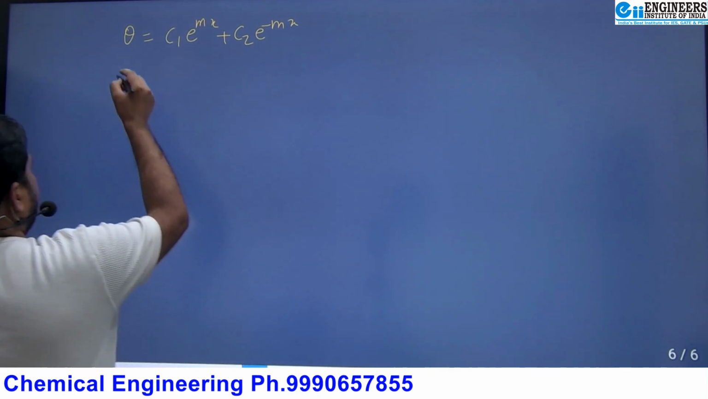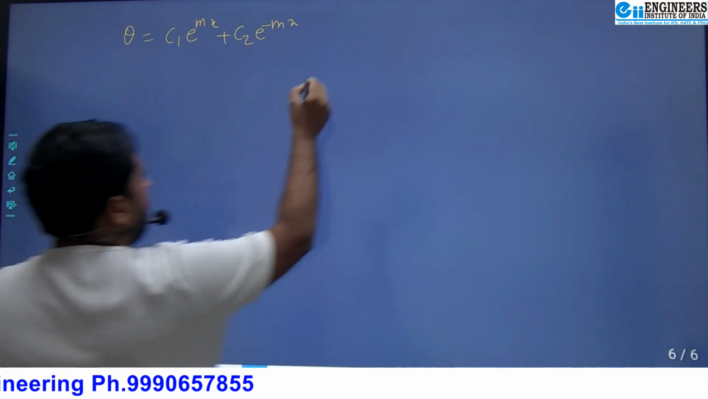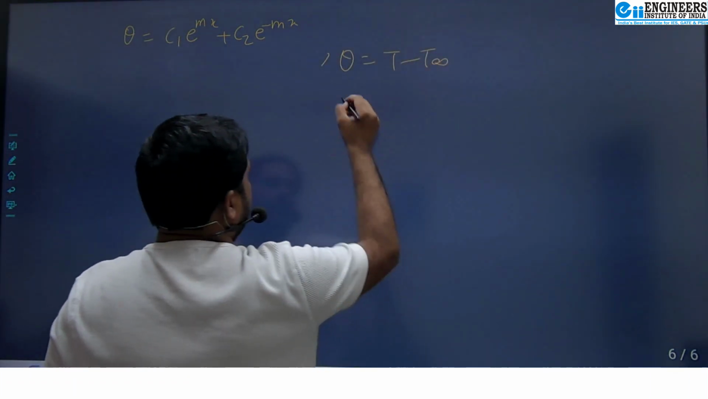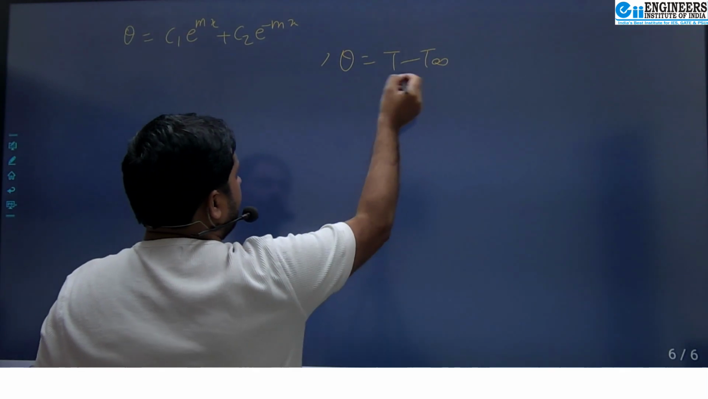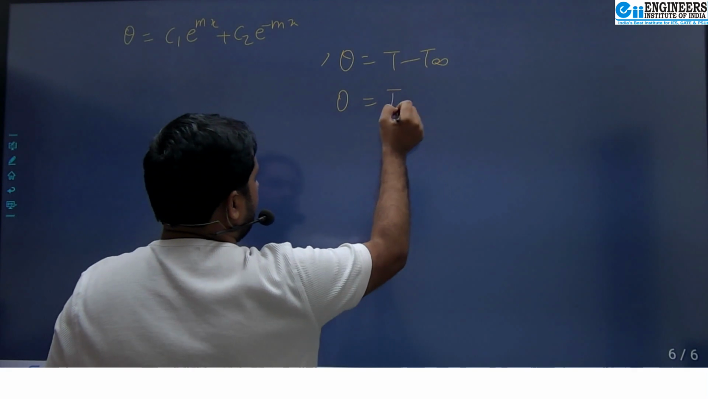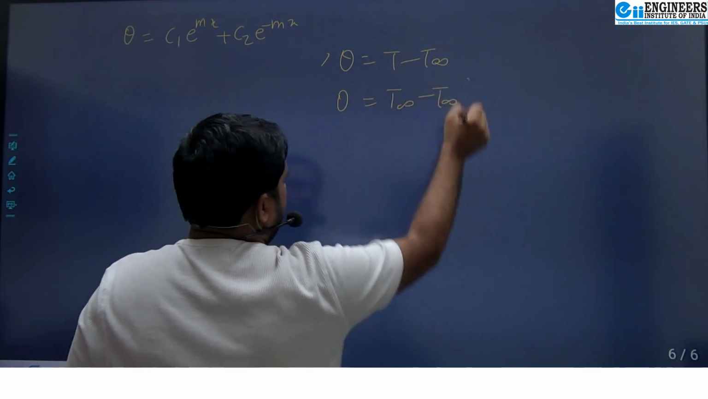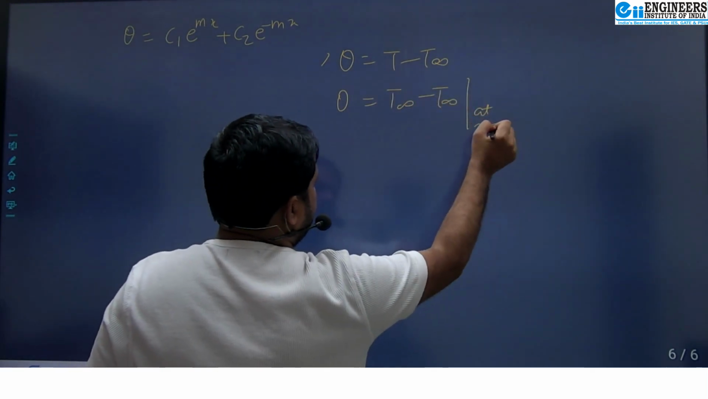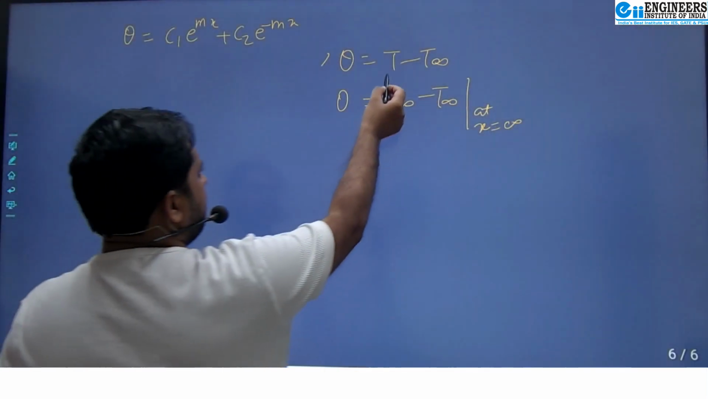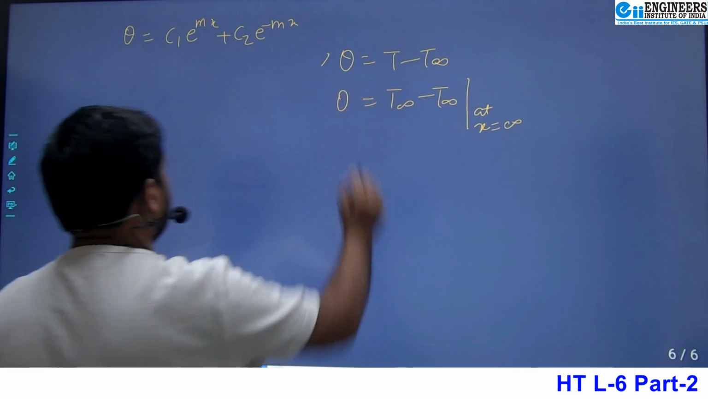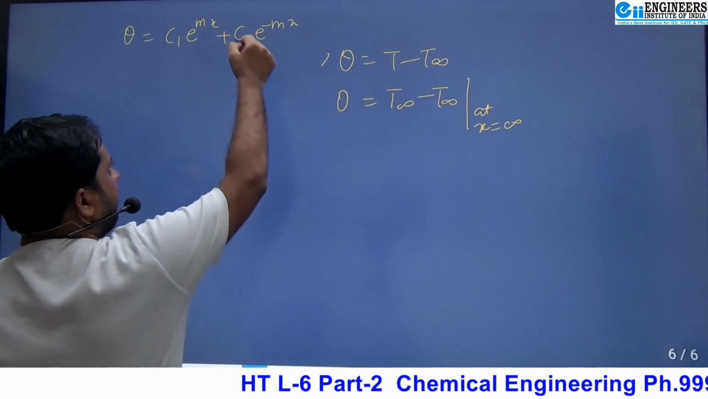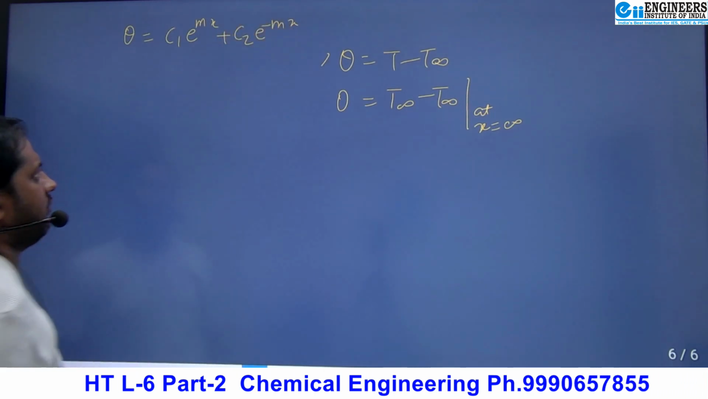So now you can say that if we assume theta equals T minus T infinity, then at x equal to infinite, T equals T infinity and theta becomes 0. So when we put infinite here, this becomes essentially 0.